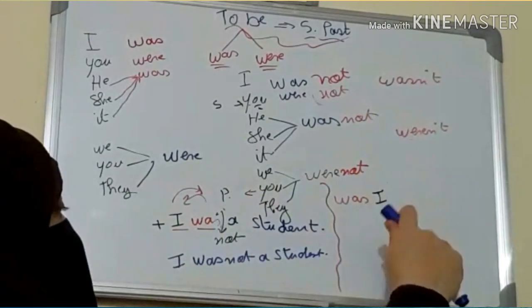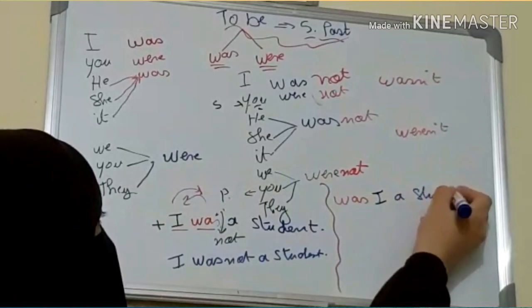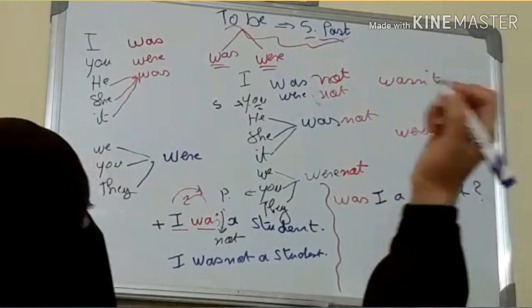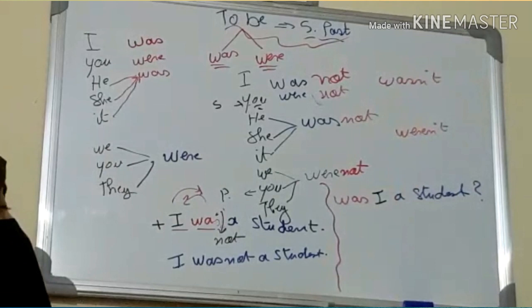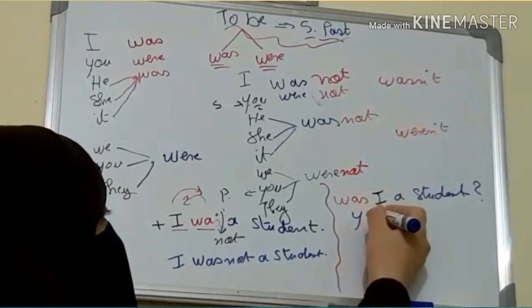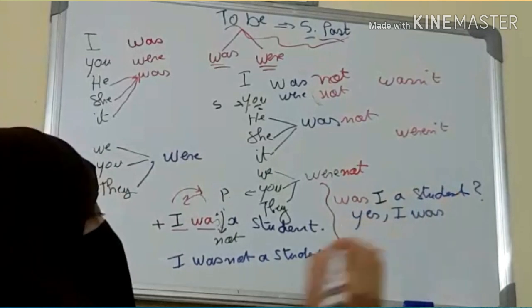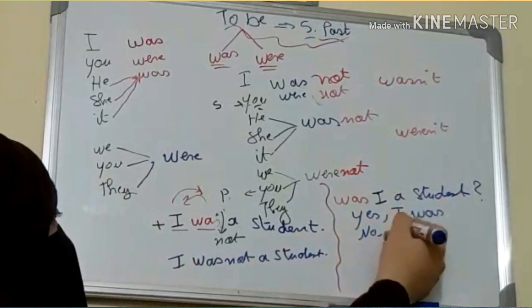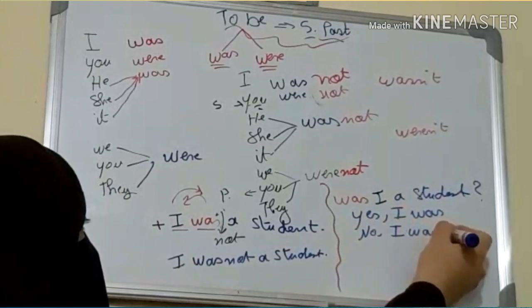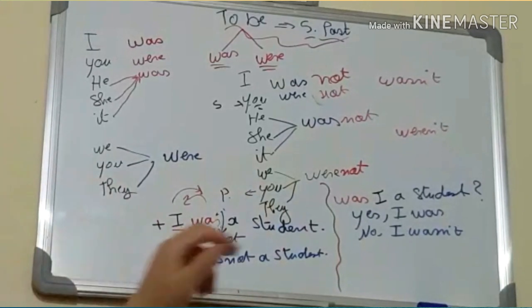A student. Sorry. Was I a student? And the question mark, of course. Was I a student? If I was a student, I say yes, I was. If I wasn't a student, I say no, I wasn't. Okay, is it clear?